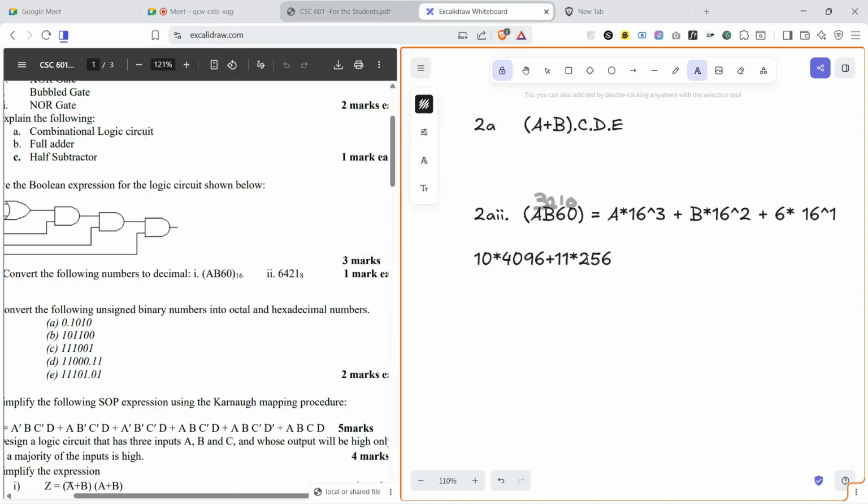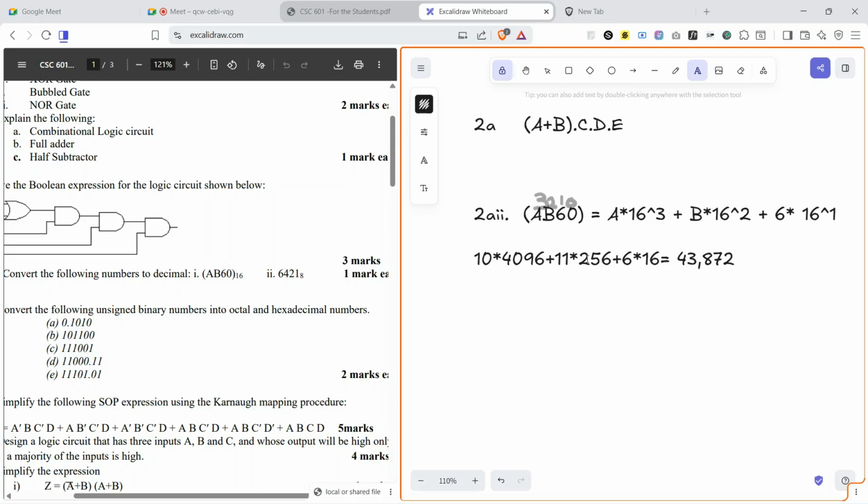256 plus 6 times 16. So I'm thinking that you should be able to get your results here. This would give the total of everything is 43,872. I think. Yeah, the total of everything is 43,872.